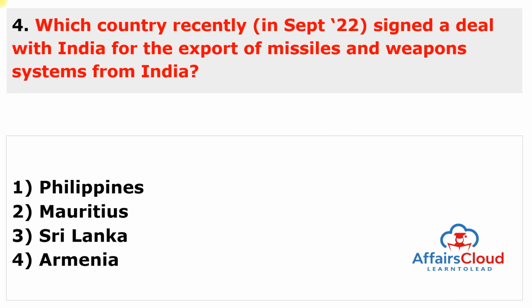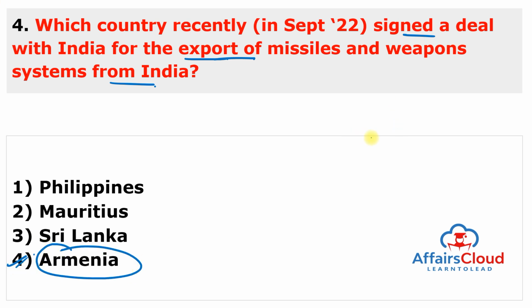Moving to next question. Which country recently signed a deal with India for the export of missiles and weapon system from India? This is export of missiles and weapon system from India. So we are basically focusing on the Make in India in the defense sector, and this country is Armenia. Answer of this question is 4.